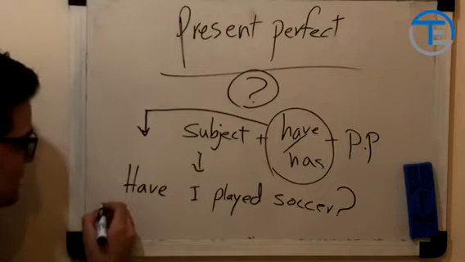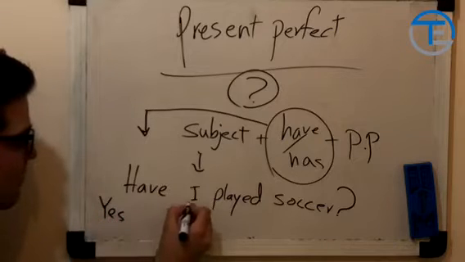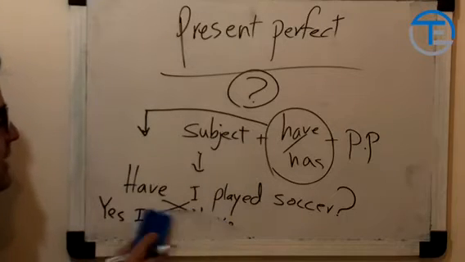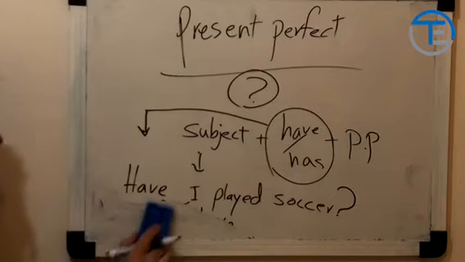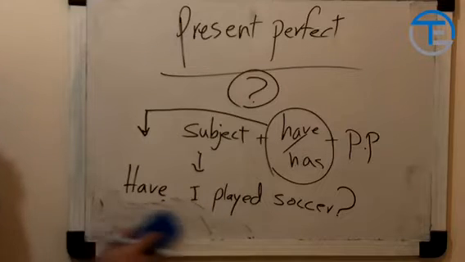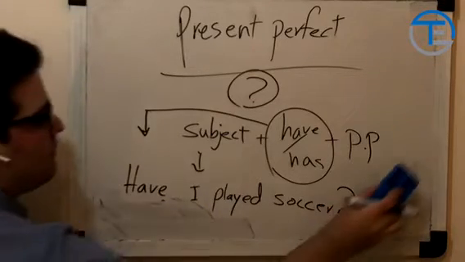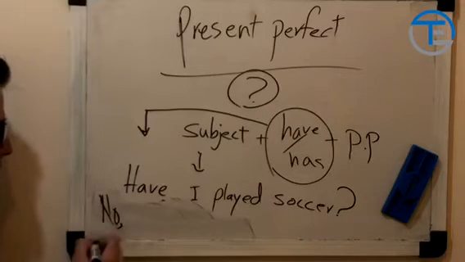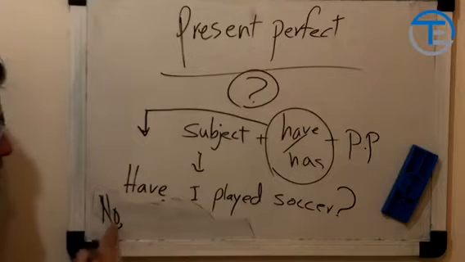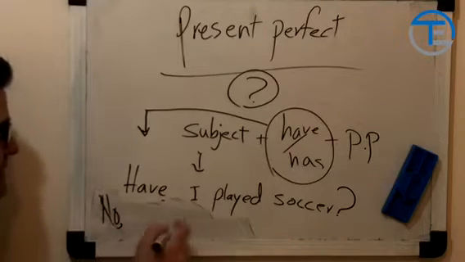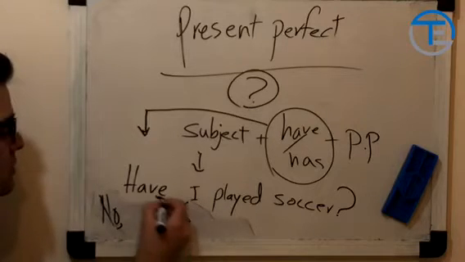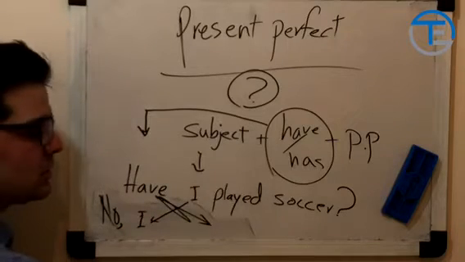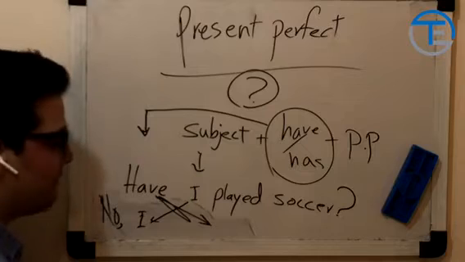For a yes/no question, we can say yes, I have. If your answer is negative, you can say no. It's very necessary, if you want to write for a yes/no question, to add a comma and a space. No, I have not. Or the contraction of have not, haven't.